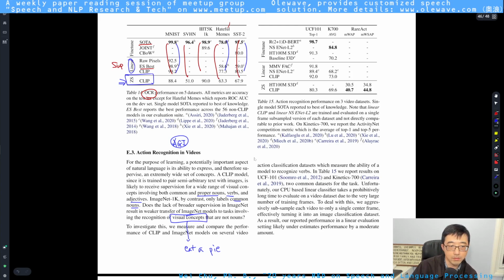Am I right or wrong? It seems that the point, I might be wrong, is that CLIP is trained with a wider range of visual concepts, but ImageNet is only trained with the common nouns. Okay, makes sense? They want to say that when the task is action related, there's no common noun involved. Okay, how would the model work?